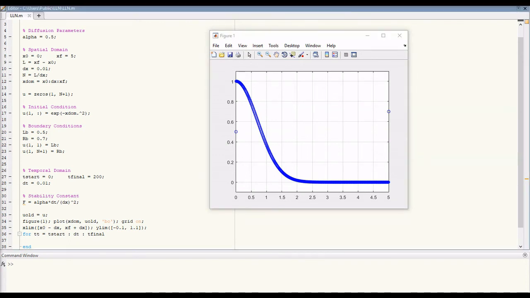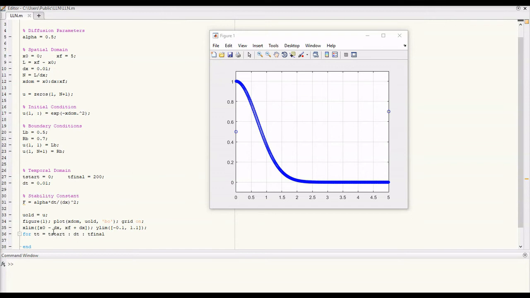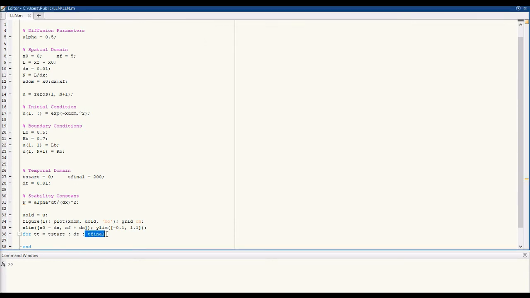Alright, so now let's start working on our for loop from t start to t final. Now let us assume you actually do not know what t final should be. If that is the case, then you might want to use a while loop here that pretty much continues on for an infinite amount of time until you actually stop the program. So those are just some things to keep in mind here.